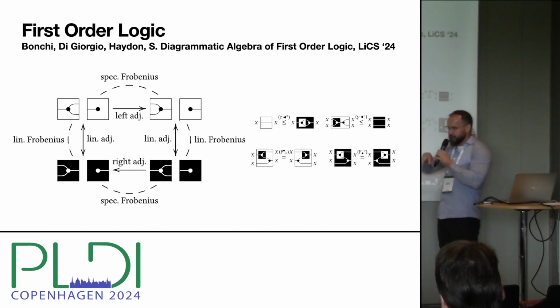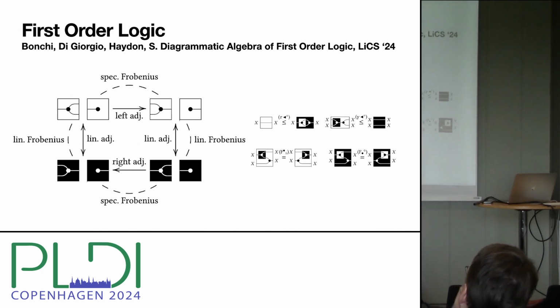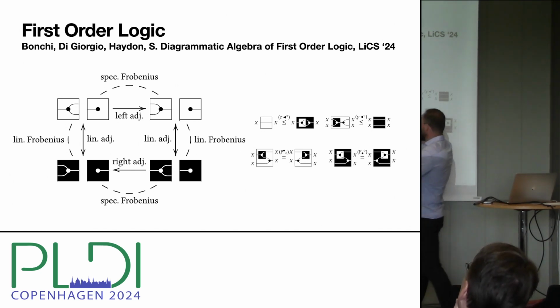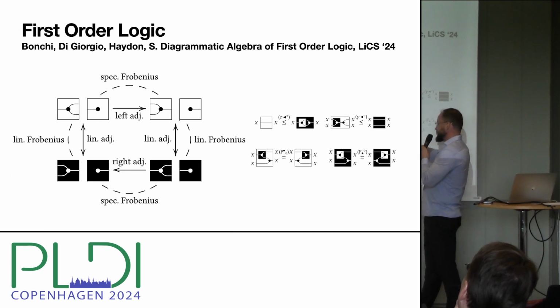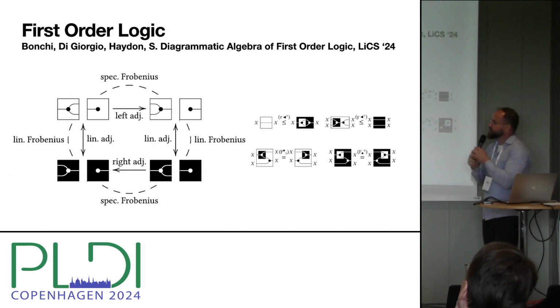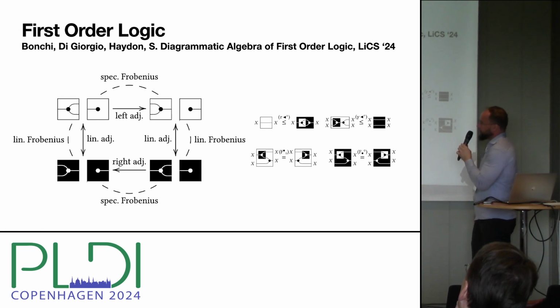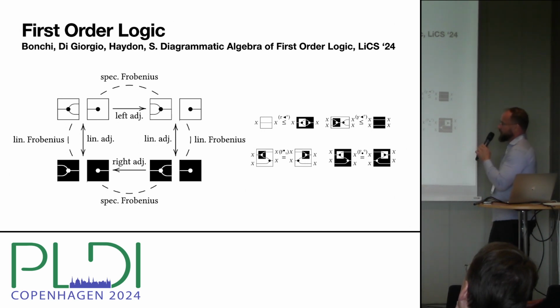That's almost the whole story, apart from these four equations. You need to specify that the Cartesian bicategory structure, the multiplication and co-multiplication, are related together in this particular way, which are called linear adjoints, and also there is a Frobenius law. It turns out that this is the complete story, and it is going to be presented at LICS this year, and it's joint work with Filippo, Alessandro Di Giorgio, and Nathan Haydon.